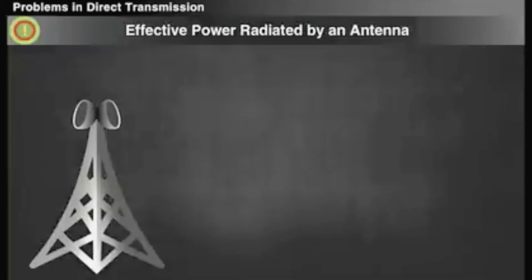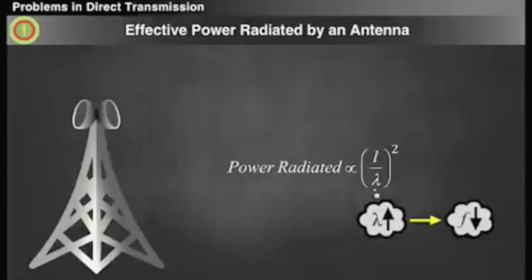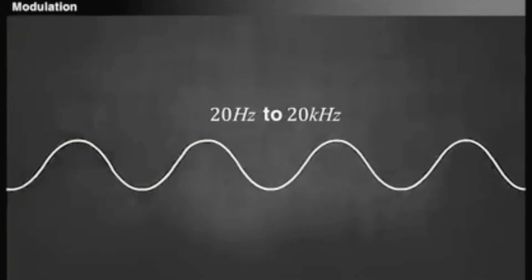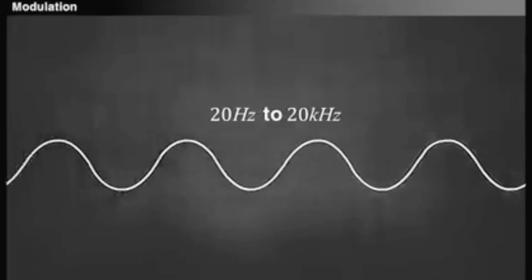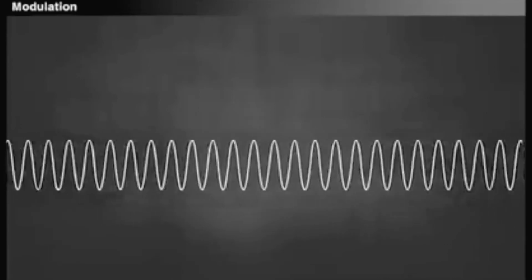Another problem is the effective power radiated by an antenna. Theoretically, the power radiated from a linear antenna of length L is proportional to (L/λ)². This shows that when we transmit a message signal of longer wavelength, that is, of low frequency, the power radiated will be very small. The reason for all these problems is the low frequency of the signals. If the frequency is high, we can overcome all these problems.